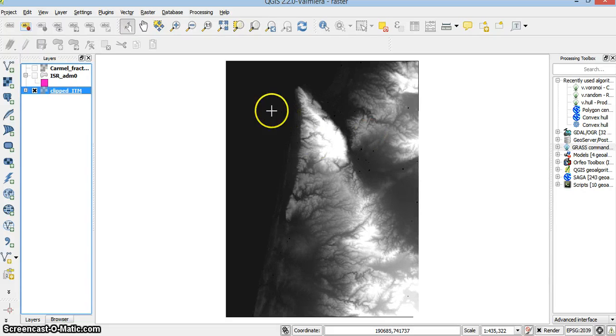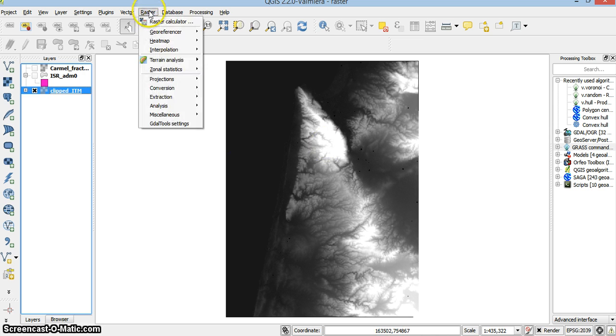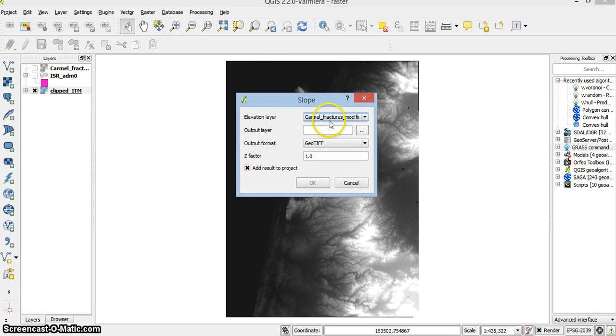Okay, so I have an elevation map here, and I want to calculate slopes from it. The way to do it in QGIS is by using the raster, terrain analysis, and I calculate the slope. I can also calculate the aspect ratio, or the hillshade, relief, ruggedness index, whatever. But I want to calculate the slope, so I push slope.